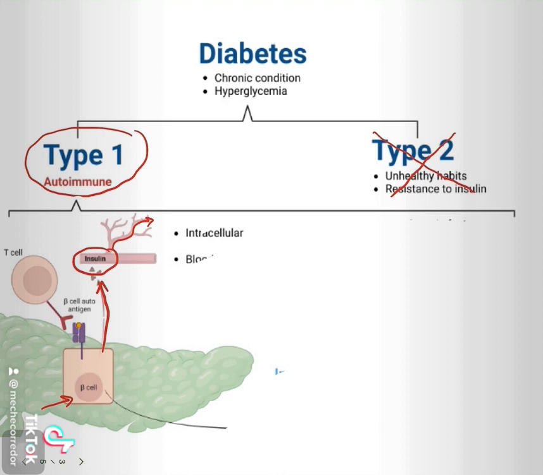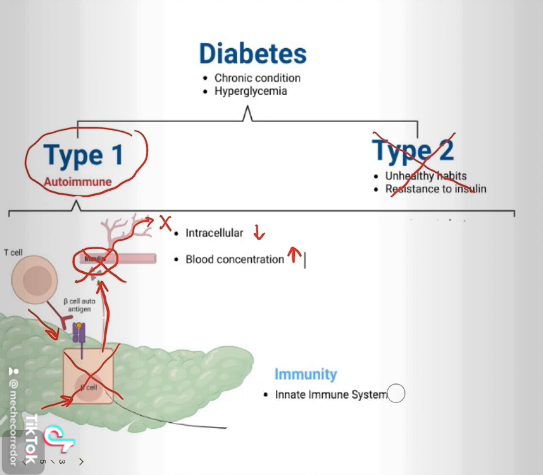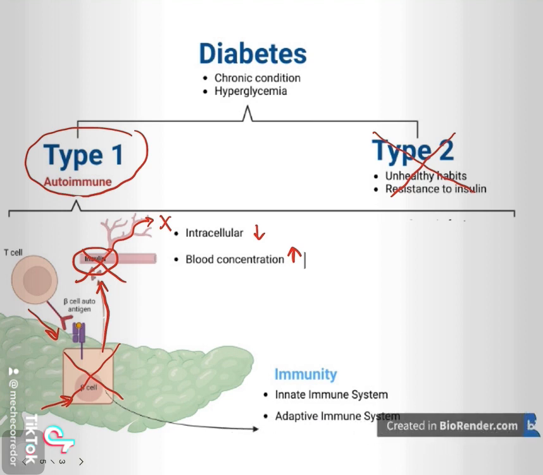So, when the T lymphocytes destroy the beta cells, no insulin is produced and glucose cannot enter the cells. Consequently, the concentration of glucose in the blood increases and the cells cannot perform their functions because the intracellular glucose decreases. This destruction of the islet beta cells in type 1 diabetes is a result of a complex interplay between multiple players in both the innate and adaptive immune system.